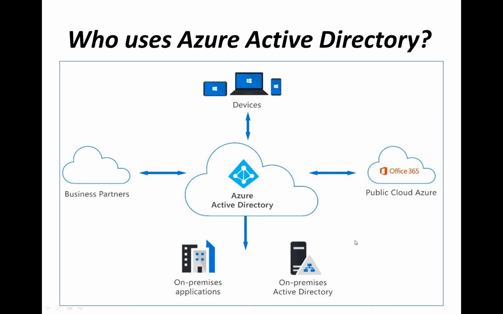Similarly, let's suppose you have a business partner and you want them to be authenticated with your Azure Active Directory. Then you can use it to identify their identity and allow their access. Similarly, Office 365, which is a kind of public cloud, also connects with Azure Active Directory. On premises, as we saw in the previous video, on-premises applications can be authenticated with Azure Active Directory, and on-premises Active Directory can also be synced with the AD Sync service. So this is all about who uses Azure Active Directory.